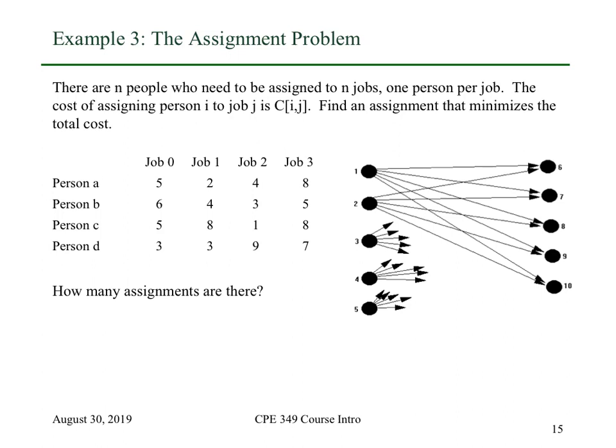So if you think about it, basically what you need is a permutation. You want to find all the permutations of the jobs and assign the first thing in the permutation to person A, the next thing to person B, person C, person D. So that means there are n factorial different assignments.